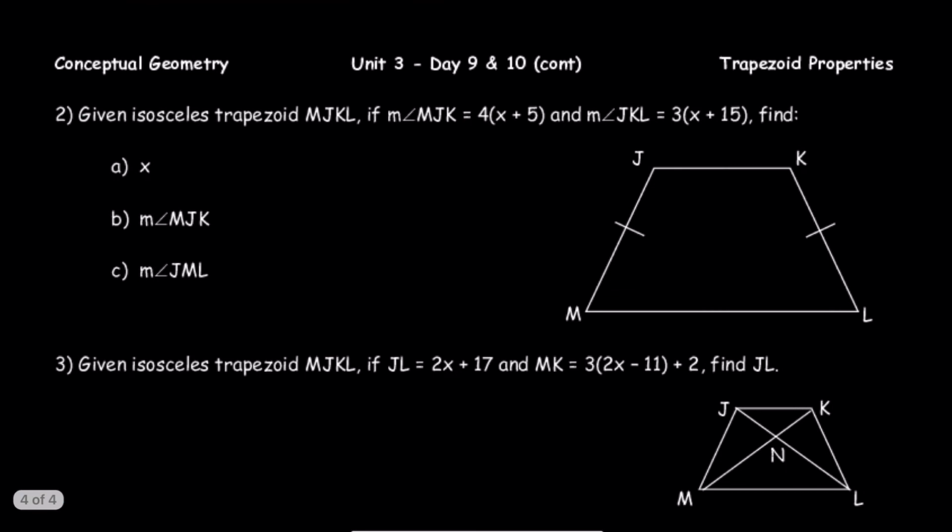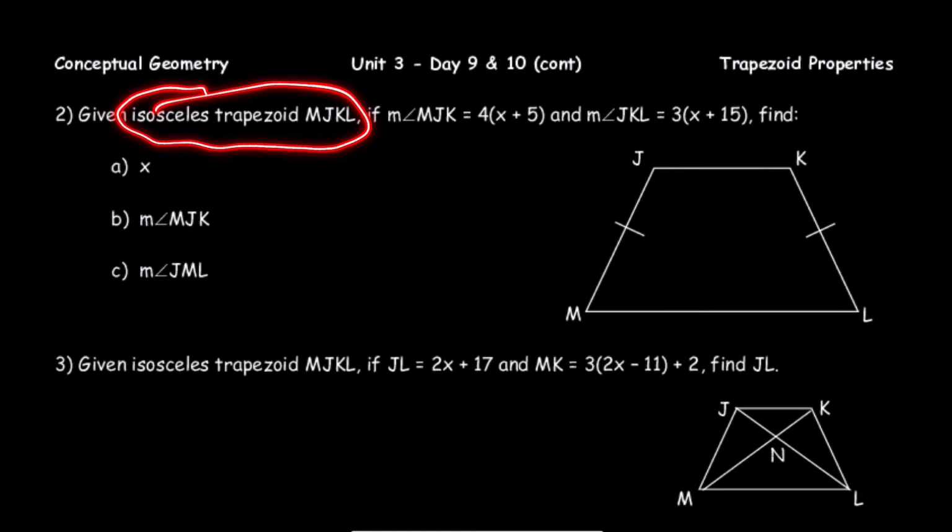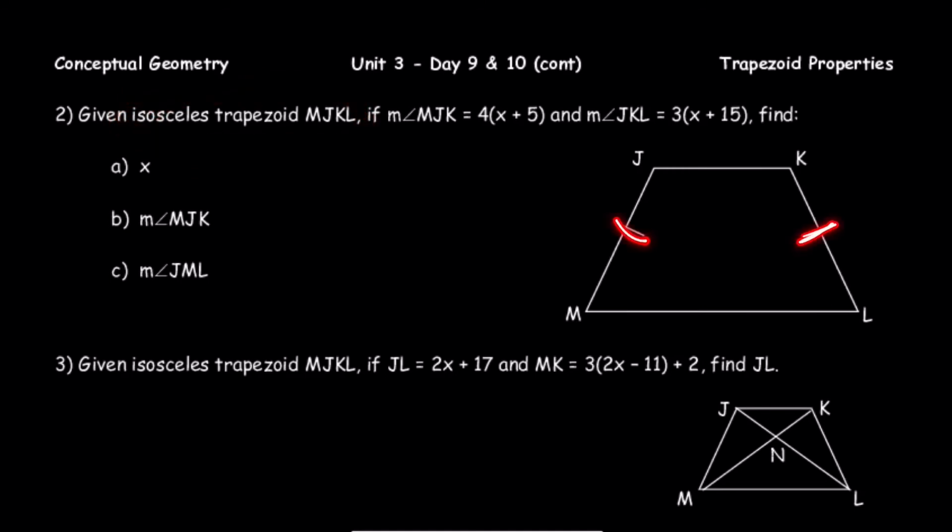All right, let's just do two more. So now I'm talking about an isosceles trapezoid, MJKL. It already marked these sides equal. All right, and it says if the measure of angle MJK equals this, and JKL equals that, find the value of x, and then find those two angles.